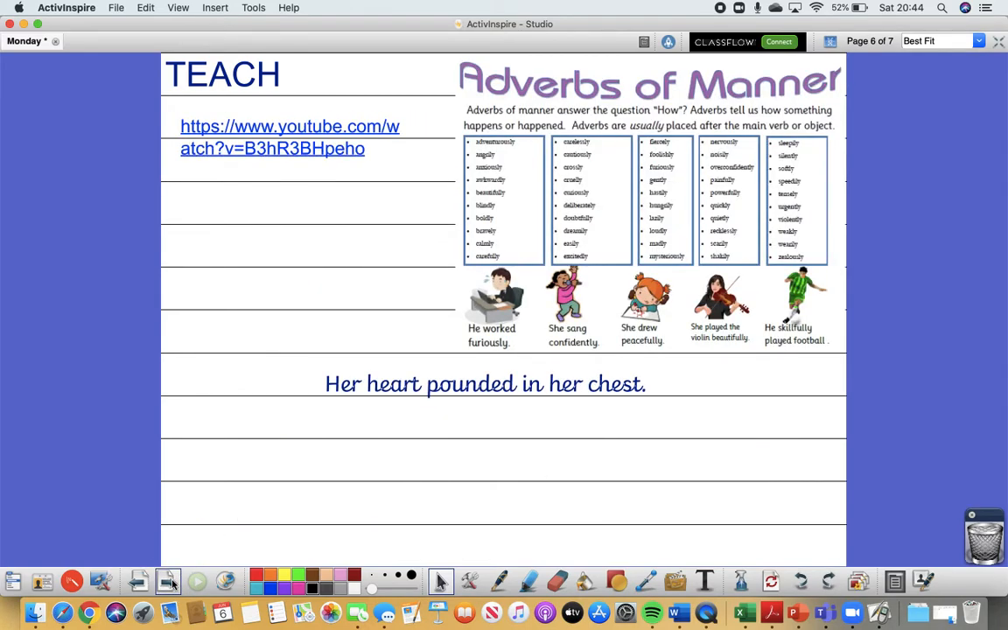Well done, guys. You worked really hard on that one. Okay, so now we're going to move on, because actually we now want to improve our sentences by adding in some adverbs of manner. Okay, so an adverb, remember, it describes a verb. Especially adverbs of manner, they tell us how the verb is doing, okay?